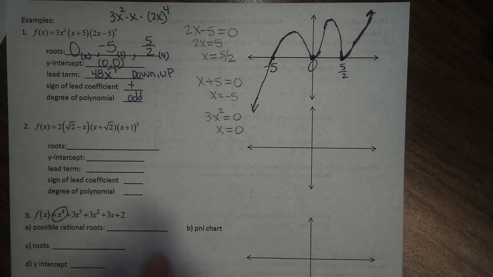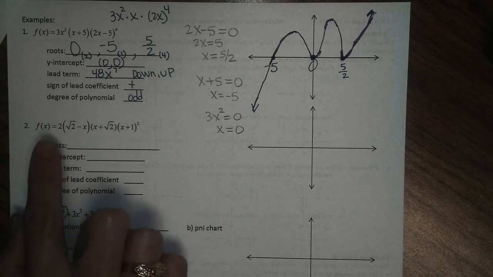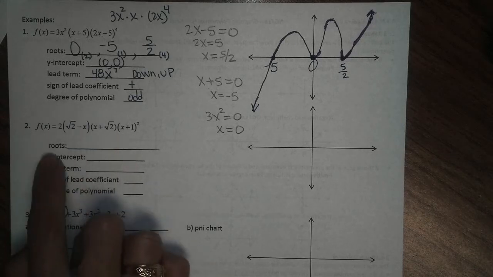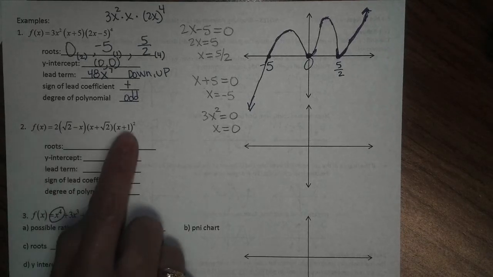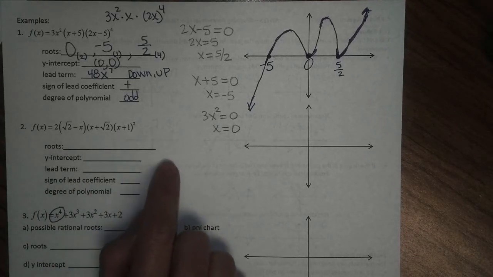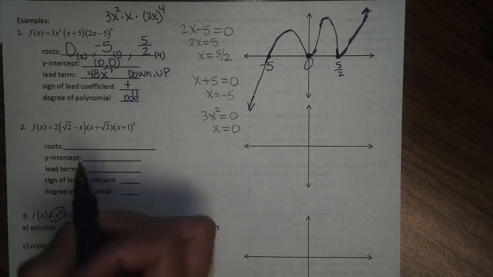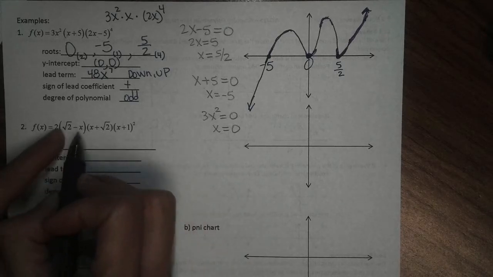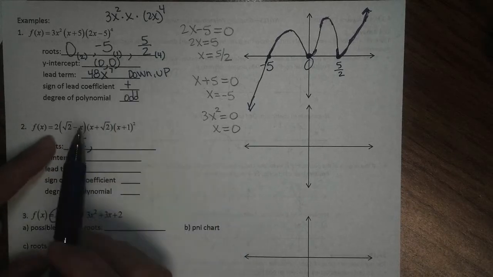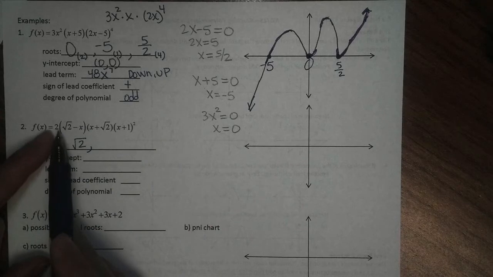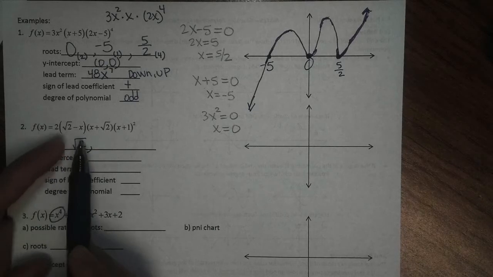Okay, next try. Example 2. We need to graph this polynomial by first finding the roots. Like I explained in example 1, take each of the factors and set them equal to 0 so that you can find the roots. So you start with this one, the square root of 2 minus x, set it equal to 0, and solve for x. That's just going to be the square root of 2. I skipped the first one, the 2, because 2 doesn't equal 0, so that's not part of the roots.